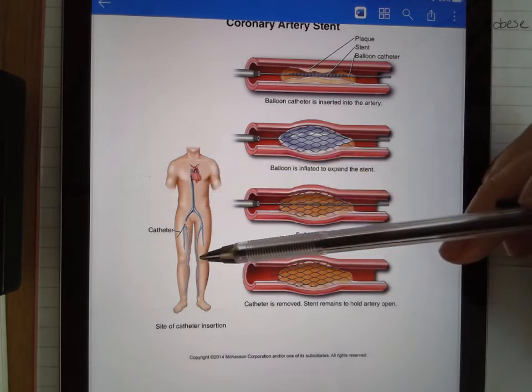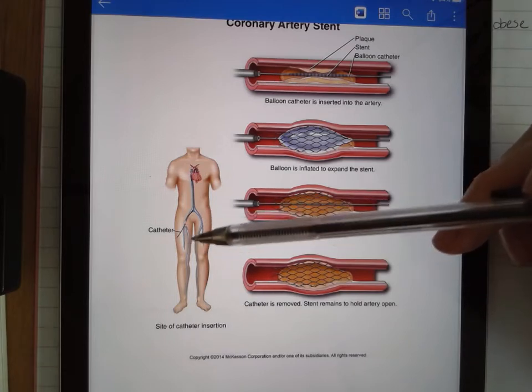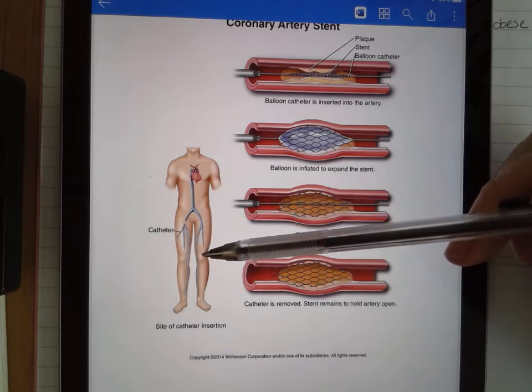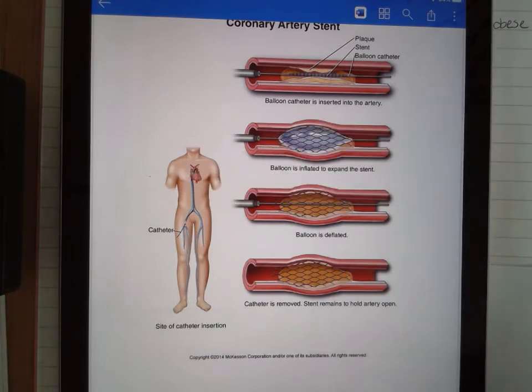With this procedure here, you don't even have to be put to sleep. So you don't have to have that anesthetic. You're just getting a small little incision in your leg. And then they can guide that stent the whole way up to your heart, and you're back out of the theatre 30 minutes later, and you can go home on the same day.